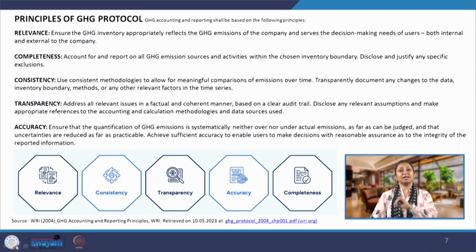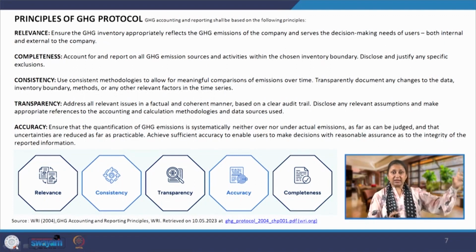So, when we are talking about relevance, we are ensuring that the inventory we are using appropriately reflects the GHG emissions of the company, and serves the decision-making needs of the users, both internal and external to the company. So, when will we be able to measure greenhouse gas emissions correctly? When we have the right inventories identified and in place.